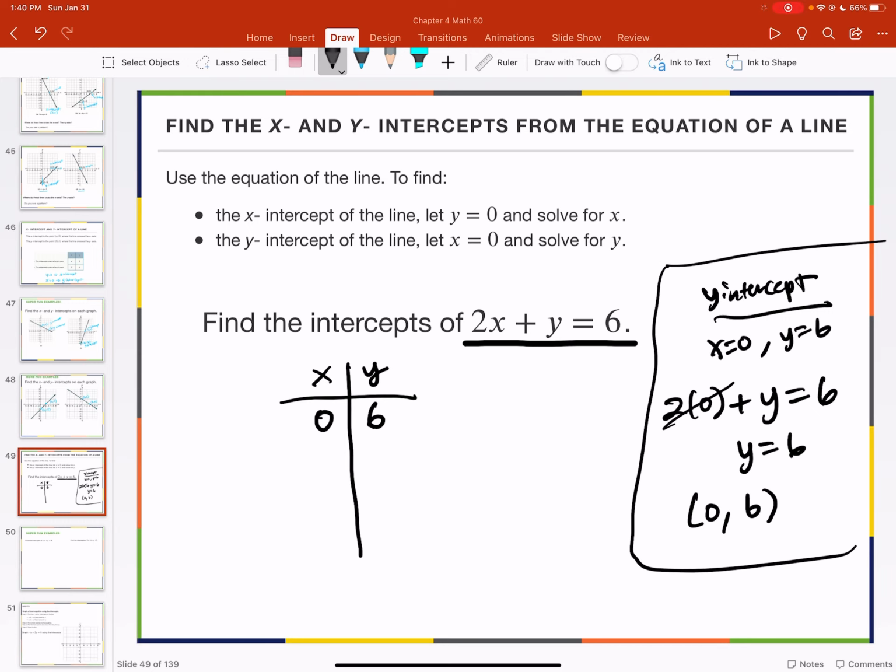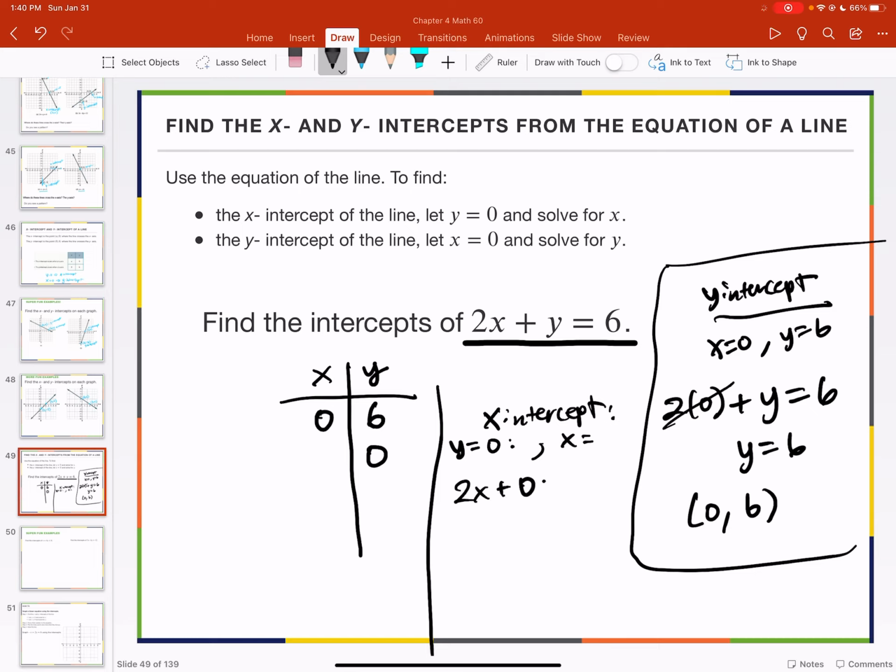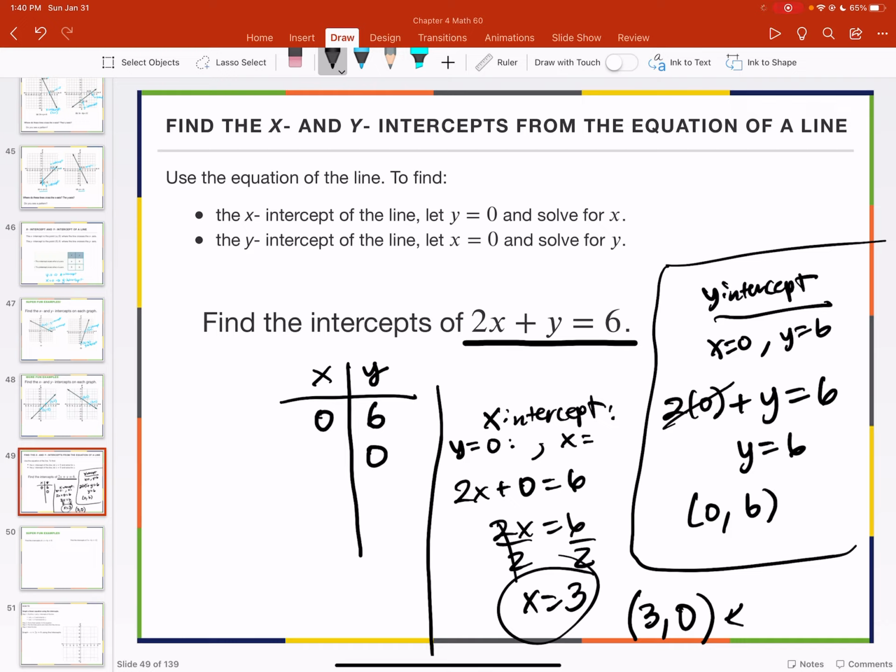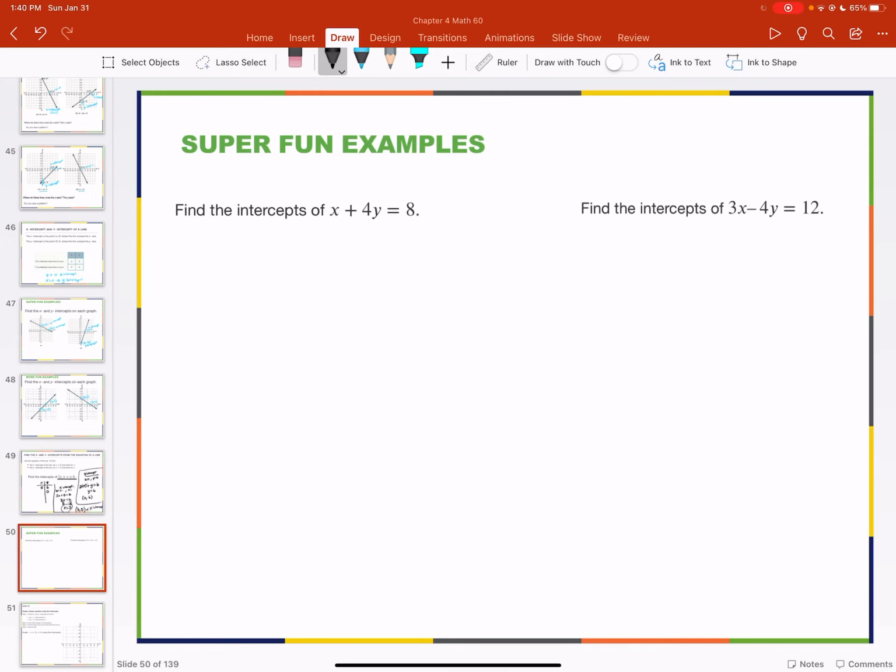What about the x-intercept? For the x-intercept, we let y equal 0 and find out what x is. So 2x plus 0 is equal to 6. We get 2x is equal to 6. Divide by 2, we get x is equal to 3. So we have the point 3, 0, and that's your x-intercept.